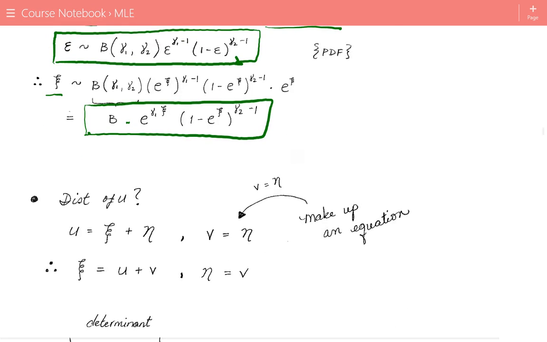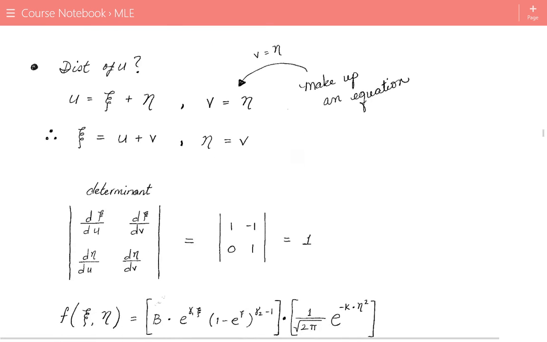So we have psi is the beta function still at gamma 1, gamma 2 times e to the gamma 1 psi times 1 minus e to the psi quantity to the gamma 2 minus 1. Okay. So that is our density associated with psi. So therefore we can ask, what is the distribution of u?